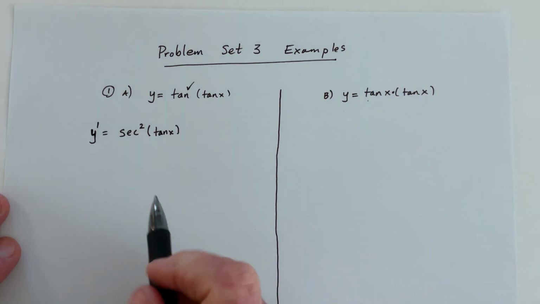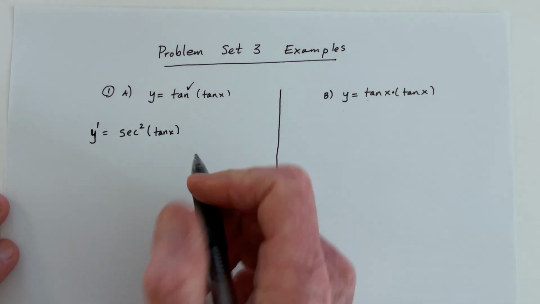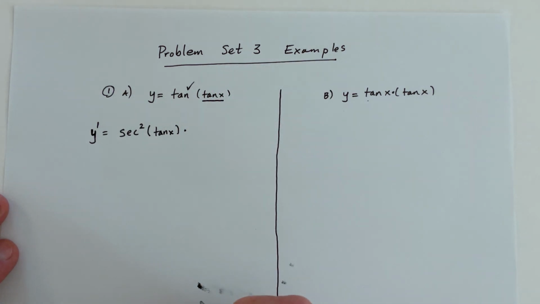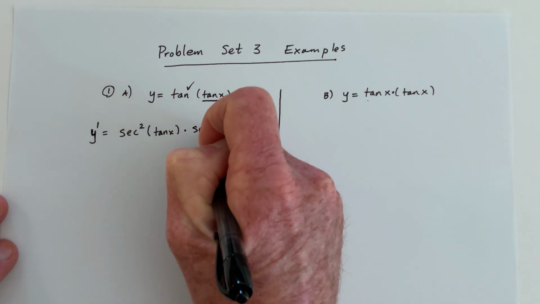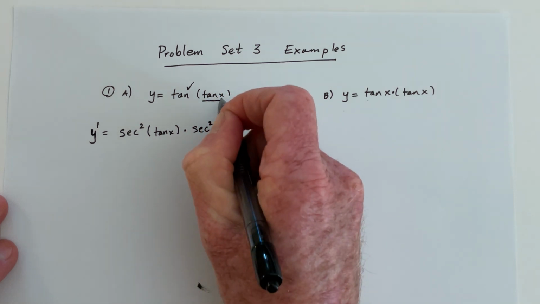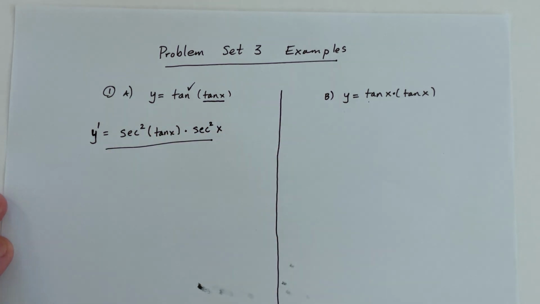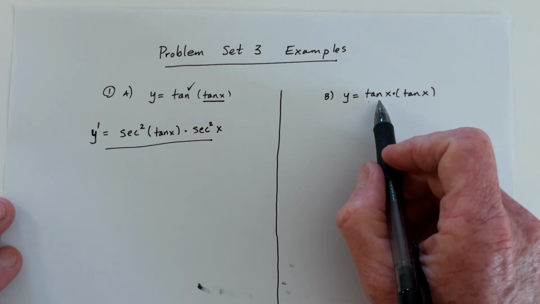There we go. So that's the derivative of this tangent, and then this one stays the same. Then the chain rule says, now you need to take the derivative of what's inside the parentheses, and the derivative of tangent is secant squared. But since this one just has an x, this one just has an x. And we're done with that one. There's no way to simplify it. It's finished. And for this one, we need to use the product rule.